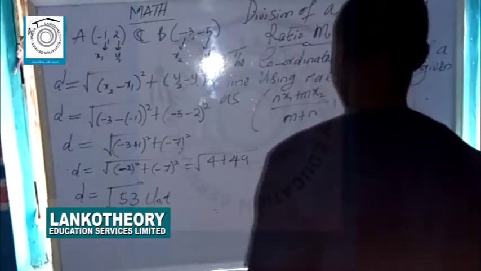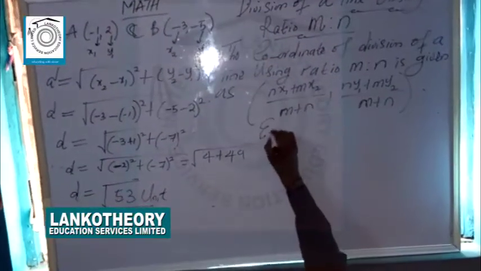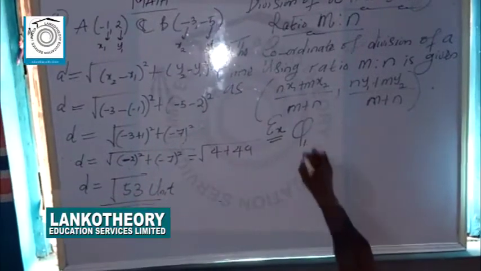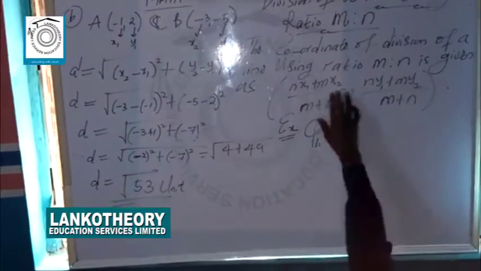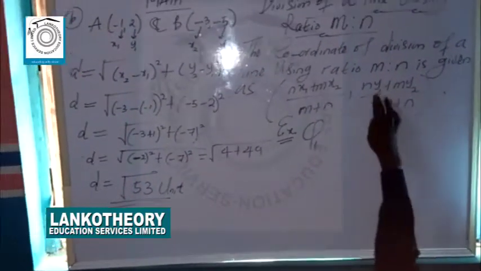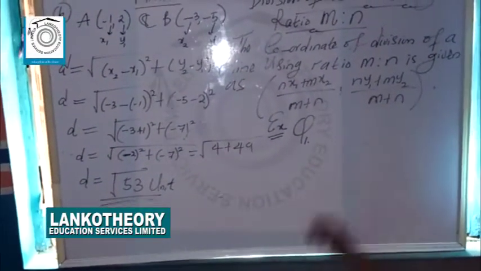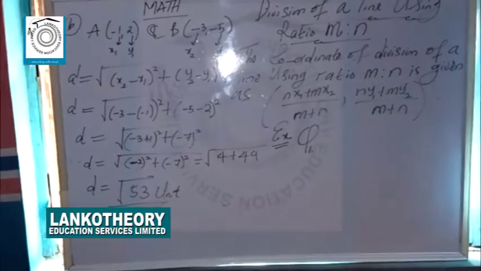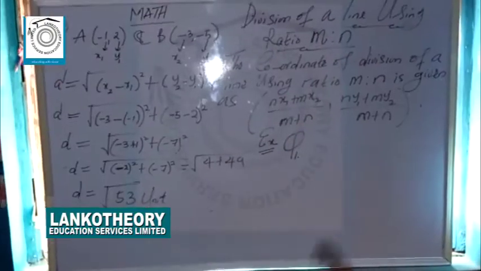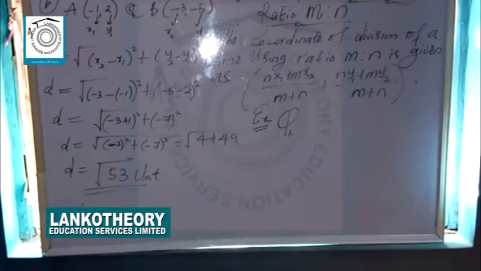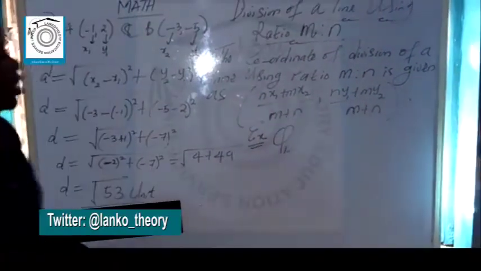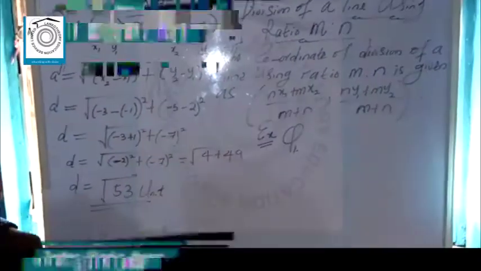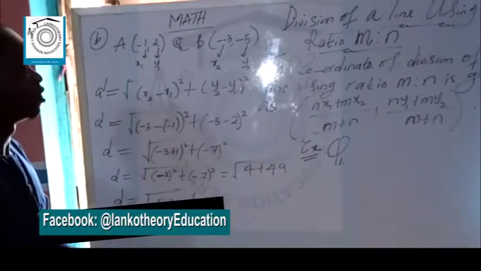Now, for me to go to the example, in the formula, the coordinates must be known. So the coordinate of x is (nx1 plus mx2) over (m plus n), and the coordinate of y is (ny1 plus my2) upon (m plus n). For more understanding of this, check us at Lankotheory to get the proofs. The one that is more interesting for you in your exams is that you'll be able to deduce it, and at least you'll be able to approach one or two questions.